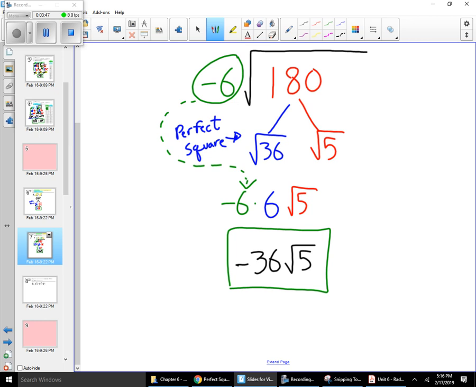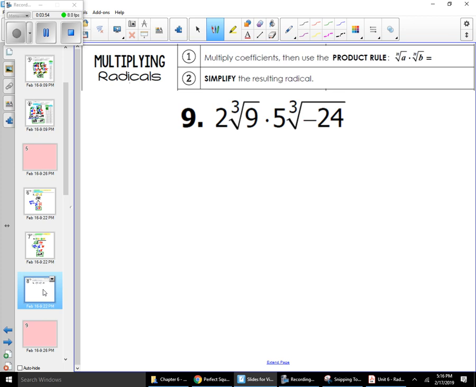So far we've only looked at square roots. We also want to be able to do this with cube roots. So let's take a look at a cube root example before you try some on your own. Notice we have the same index. We're good to multiply here. And we, once again, have some coefficients. So let's take care of those first, multiplying the coefficients. 2 times 5 is 10.